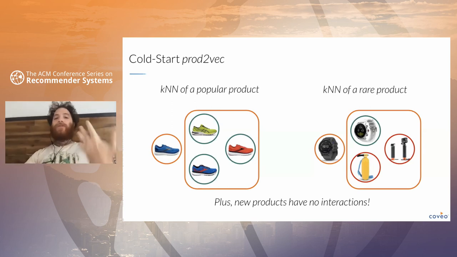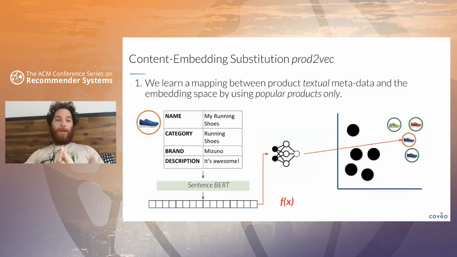And again, of course, new products have no interaction at all, so they're not to be found in the vector space. So our solution to the cold start problem is that we're exploiting the quality of the popular products, meaning that we know that popular products have good representation in the latent space.